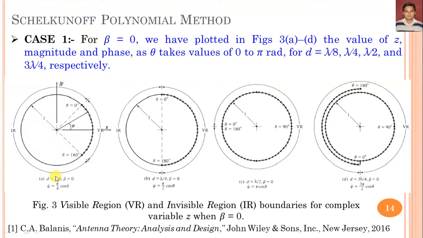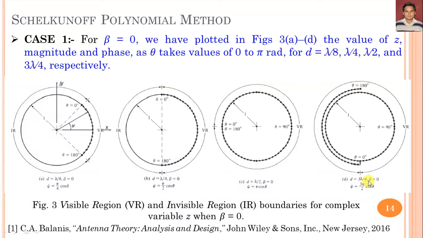Here you can see, in the case of d equal to lambda by 4 and theta varying from 0 to pi, we can draw this as theta equal to 0 and theta equal to 180 degrees, and this is the direction of the phase. And here you can see this is the visible region. At d equal to lambda by 2, taking different values of theta, we can calculate the value of psi. An important observation is that for the unit circle at distance d equal to lambda by 2 we get the visible region, but there is no invisible region in the case of d equal to lambda by 2.